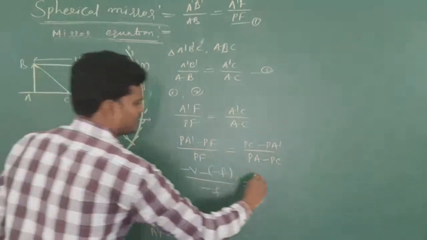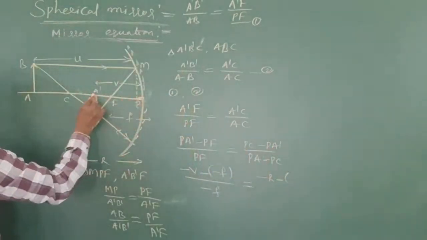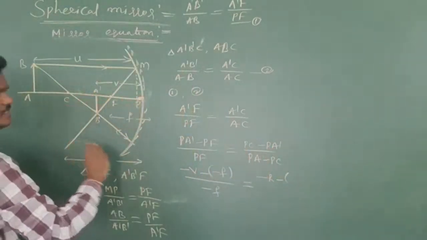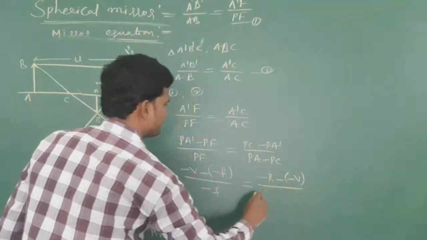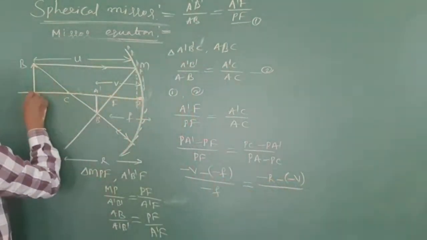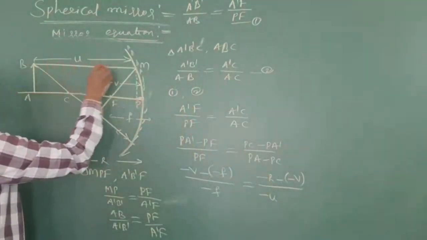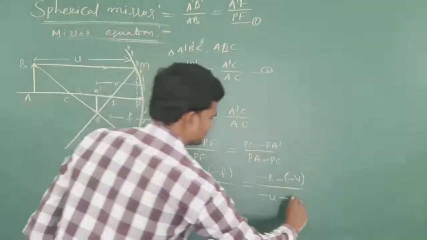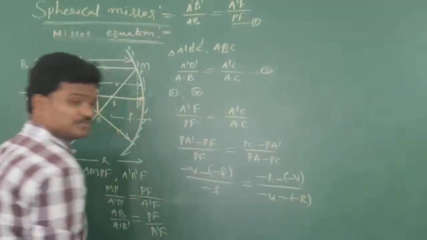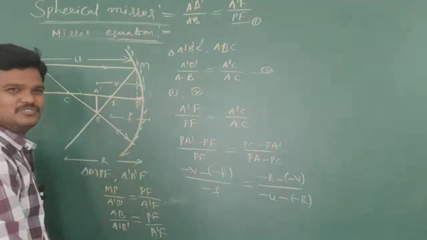PC is minus R, PA dash is minus V. Let me write PA as minus U, because we are moving opposite to the incident light ray. PC is minus of minus R, that is minus R. Use cross multiplication. Of course all are negative, so both sides cancel out.